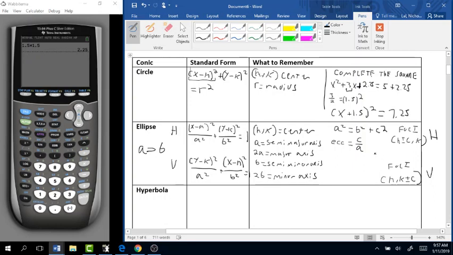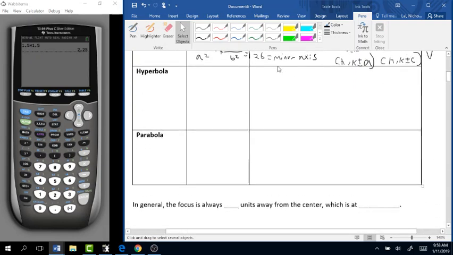There's more information about the vertices. I guess I'll be comprehensive here. For a horizontal ellipse, the vertices would be (h ± a, k). And for a vertical ellipse, the vertices would be (h, k ± a). So that's enough information for now. Oh, wait, yeah.